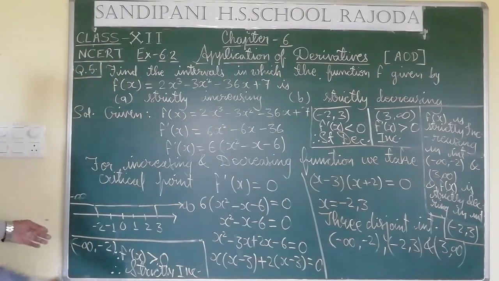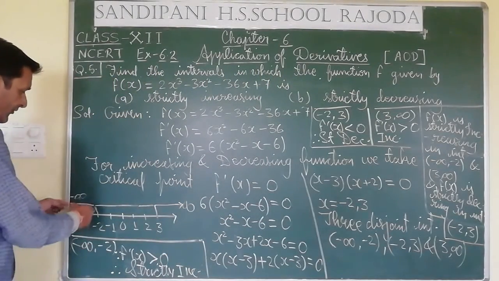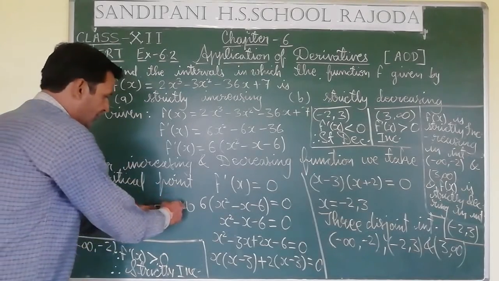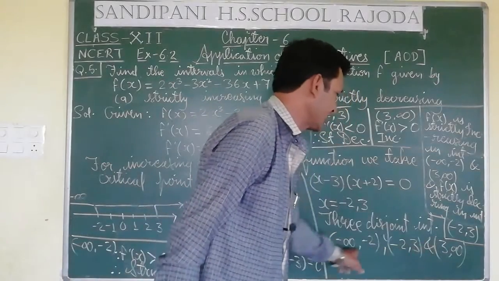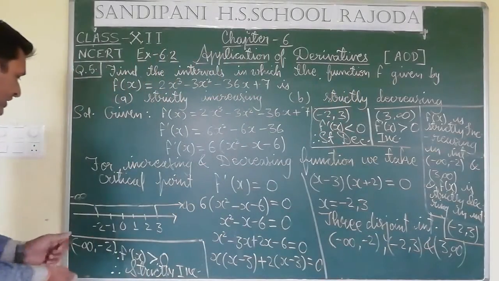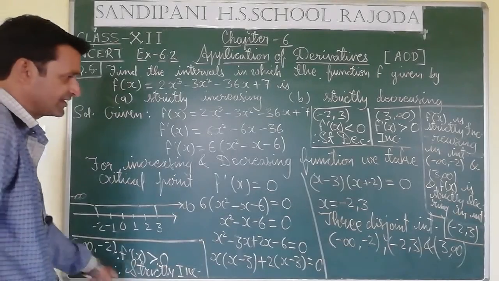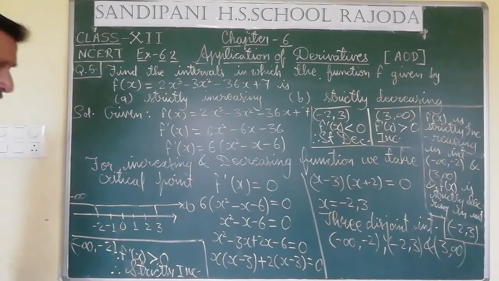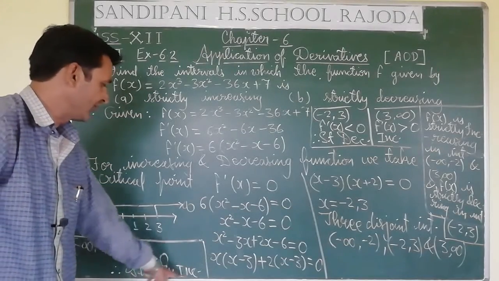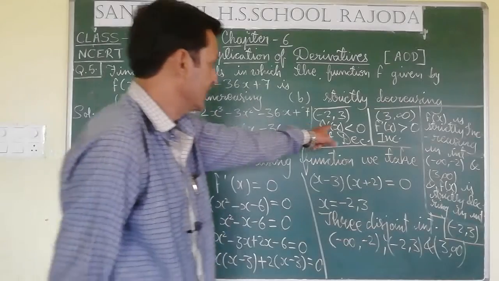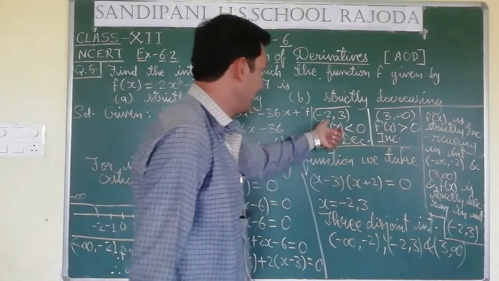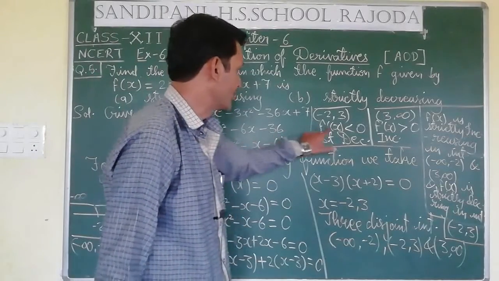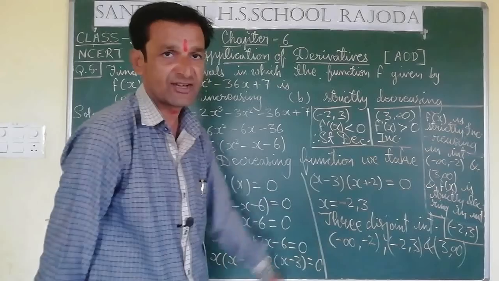Then we made a number line and found that there are 3 intervals: minus infinity to minus 2, minus 2 to 3, and 3 to infinity. So these are 3 disjoint intervals. In these 3 disjoint intervals we have checked. Between minus infinity to minus 2 I have considered any value. Suppose f dash x is greater than 0, then it will be strictly increasing. Now I have taken any value between minus 2 and 3, suppose 0, and the value becomes negative. So f dash x is less than 0, that's why it is strictly decreasing here.